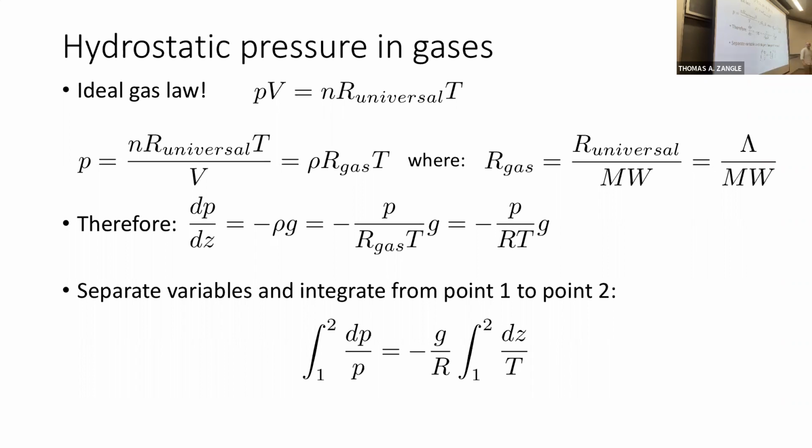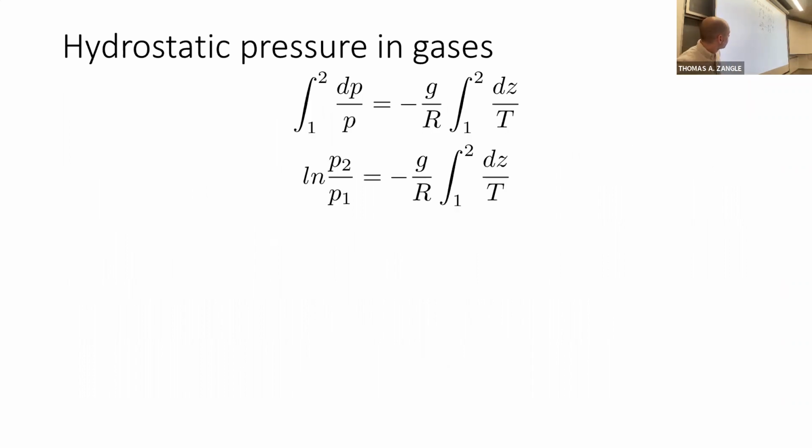What's the upside down thing? Is it another symbol for? Yeah, exactly. Universal gas constant. So we can integrate the left-hand side and get the natural log. It shows up on your homework as well.